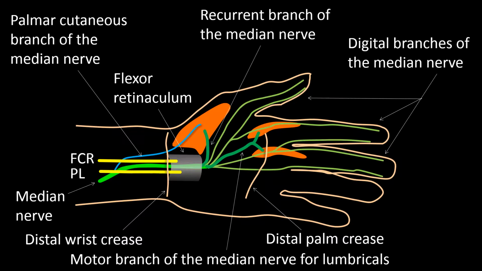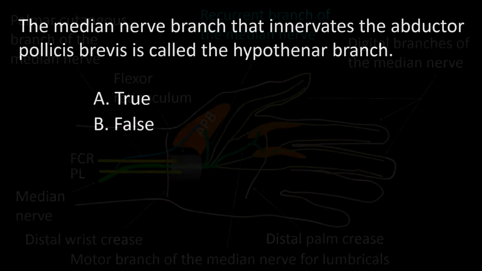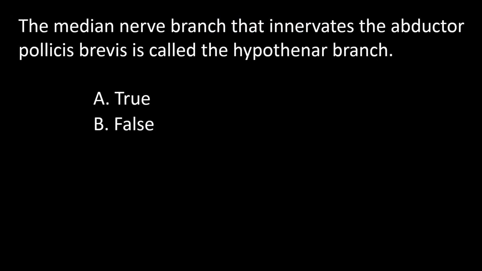This is the same figure I just used to answer the last question. I have now labeled the abductor pollicis brevis. This muscle is innervated by the recurrent branch of the median nerve. So the answer to this question is B.